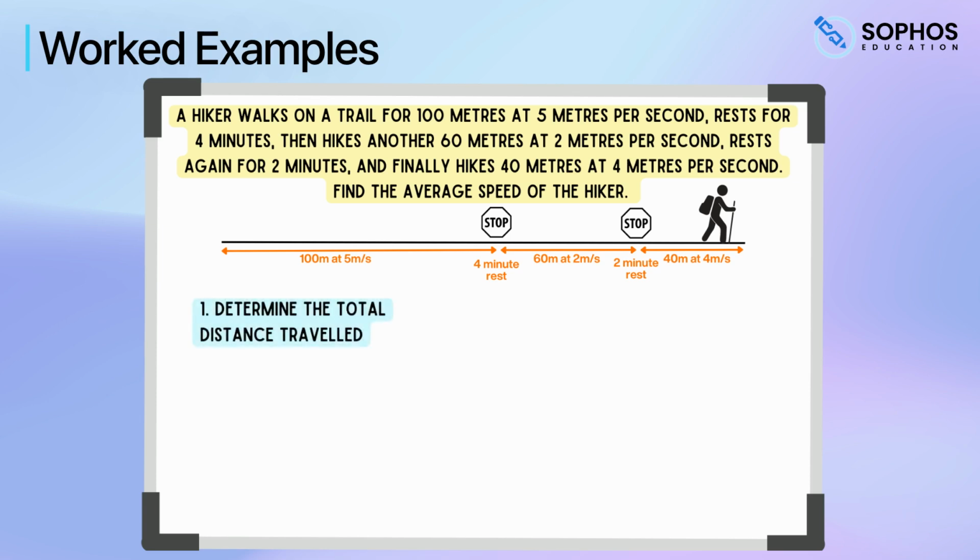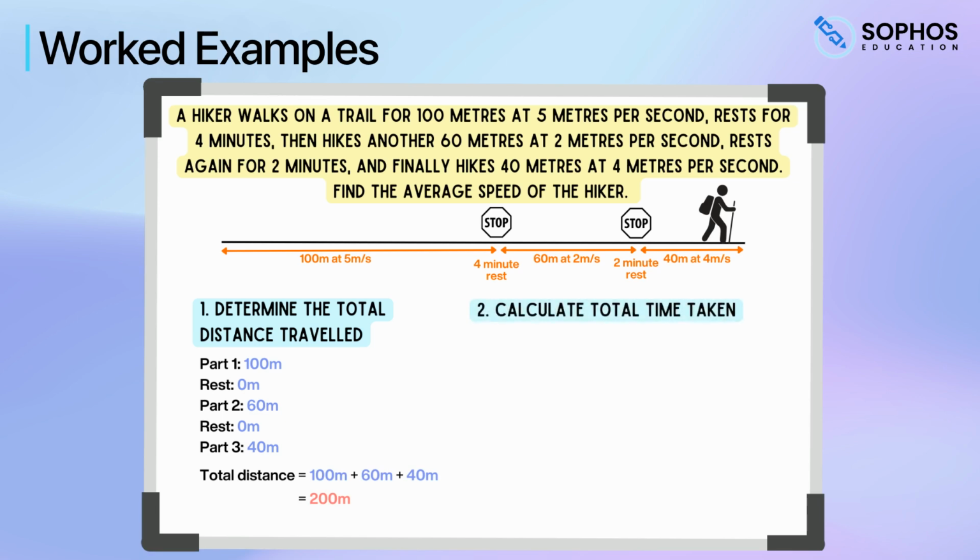First, we determine the total distance traveled. In the first leg, the hiker travels 100 meters, then travels 0 meters when they rest, then travels 60 meters in the second leg. The hiker then rests again, before traveling 40 meters in the third leg. Hence, the total distance is the sum of those distances, which equals 200 meters.